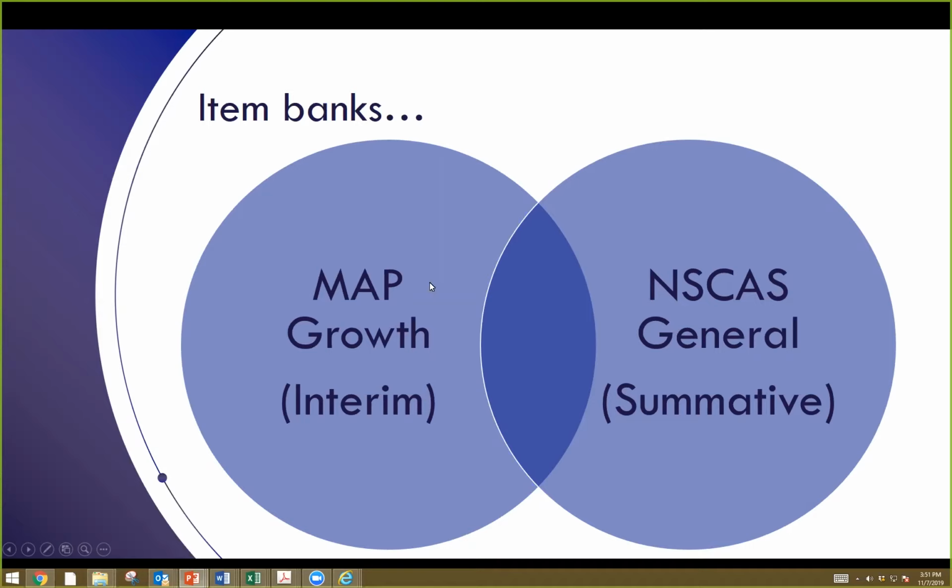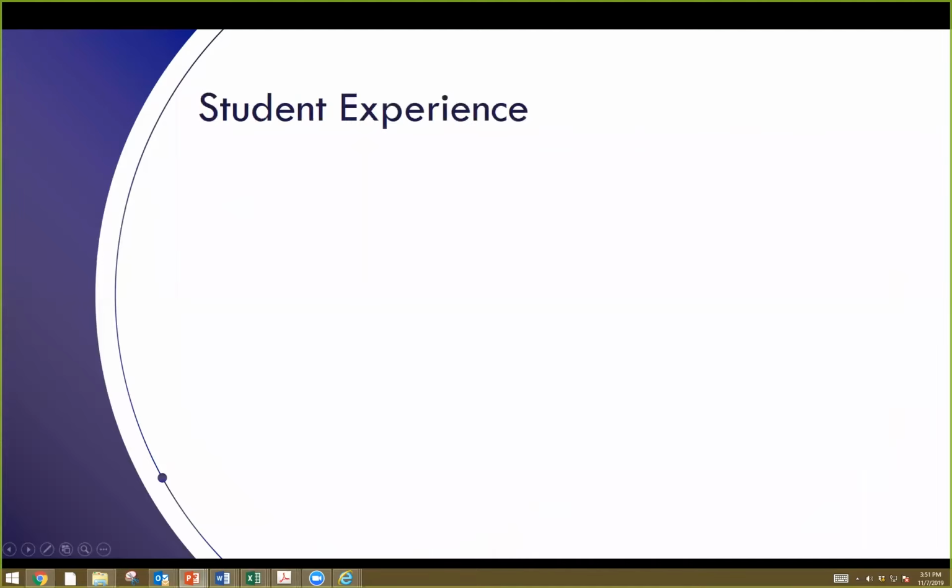But what I'll tell you is that nothing from over here on this MAP growth side will be used for summative purposes unless Nebraska teachers approve that, right? And so any item that we move to being able to determine achievement levels and proficiency will have to be approved by teachers. And so that's an important aspect of that moving forward.